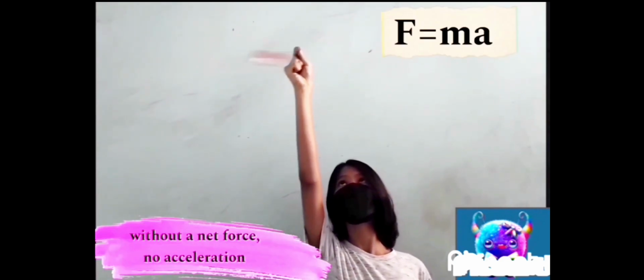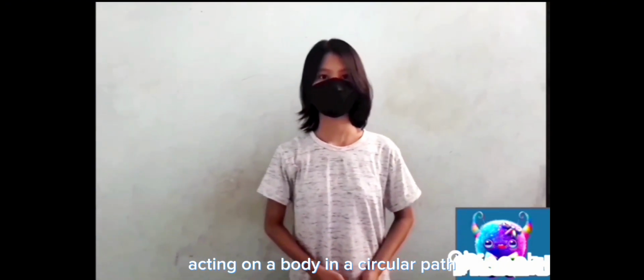From Newton's second law of motion, there can be no acceleration without enough force, so there must be a force associated with the circular motion. Thus, the change in direction is a result of a centripetal force. Centripetal force is the force acting on a body in a circular path.